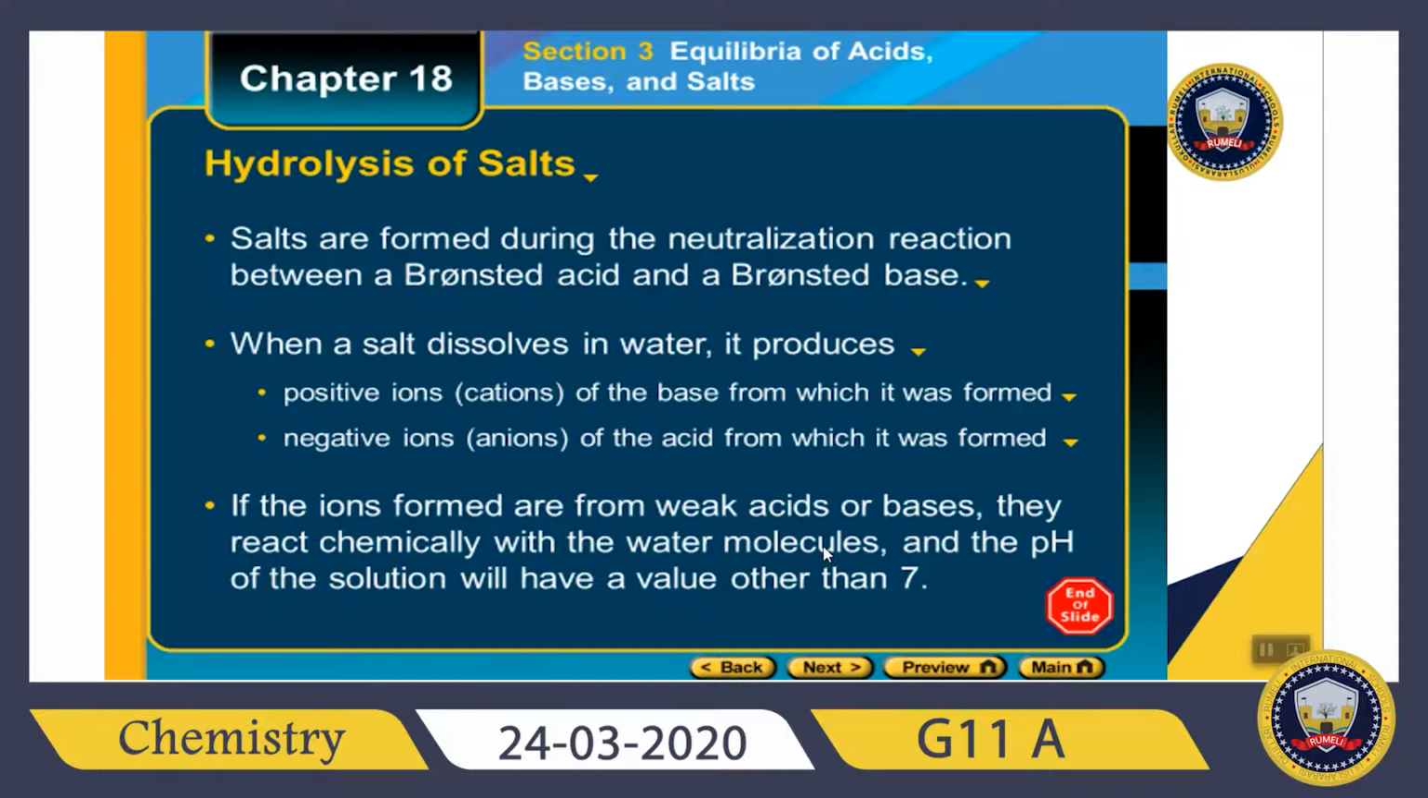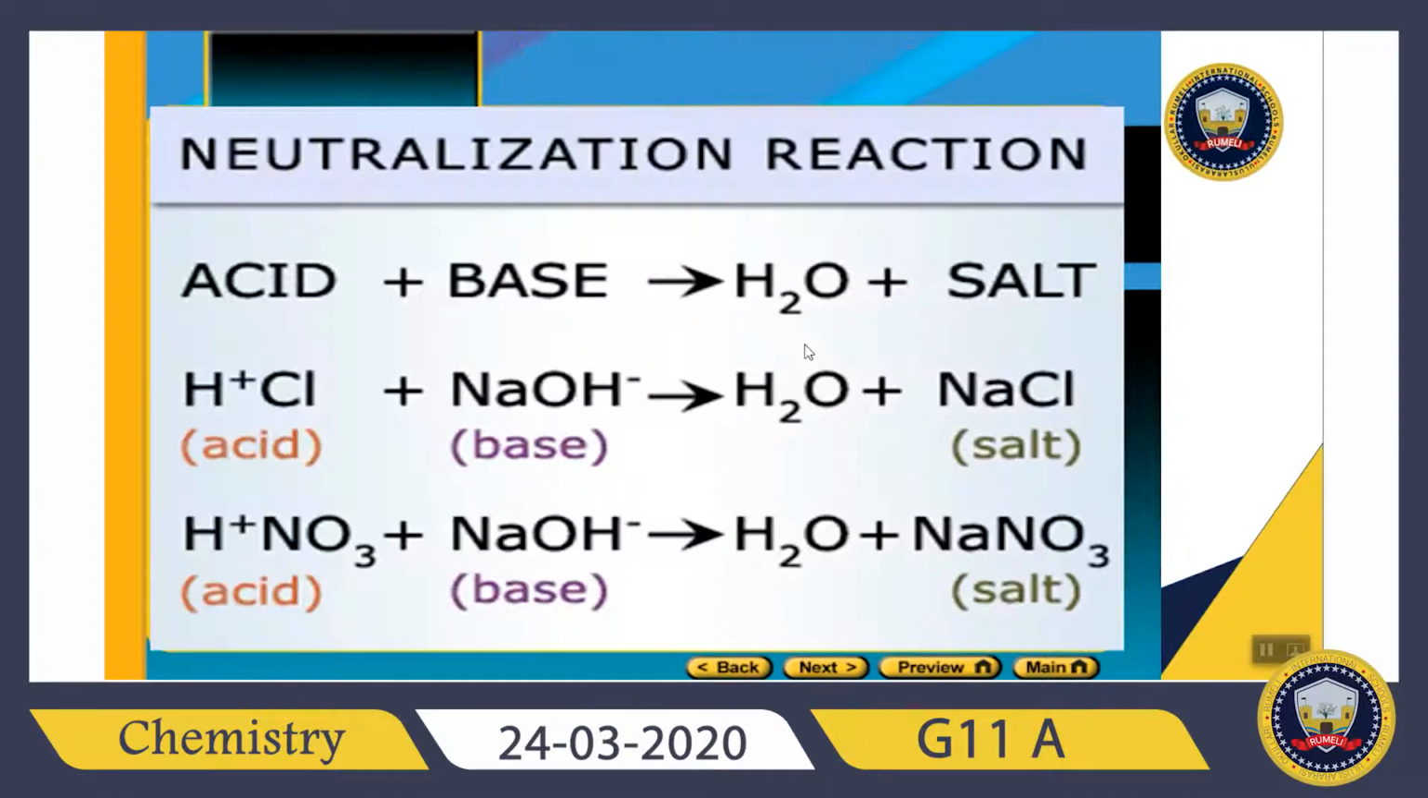Now return to the last of the previous slides, hydrolysis of salts. Salts are formed during the neutralization reaction between a Bronsted acid and a Bronsted base. So HCl is a Bronsted acid. Why? Because it donates a proton, and NaOH is a Bronsted base. Why? Because it accepts this proton.